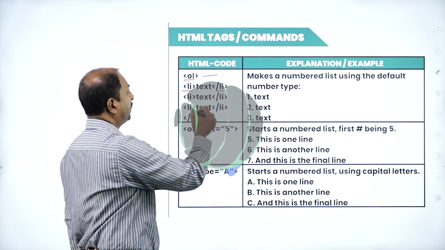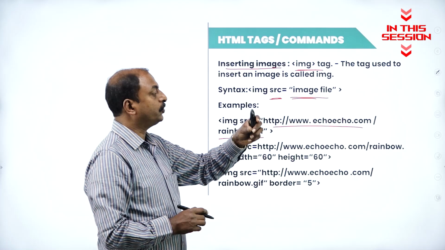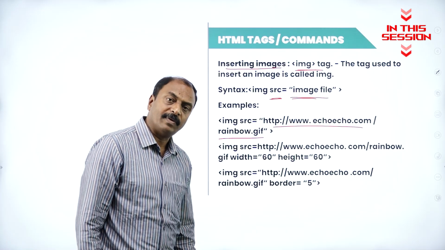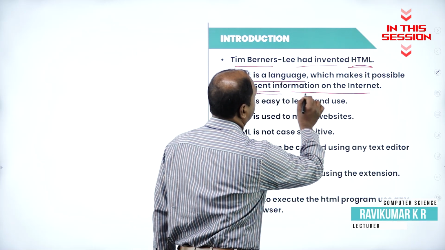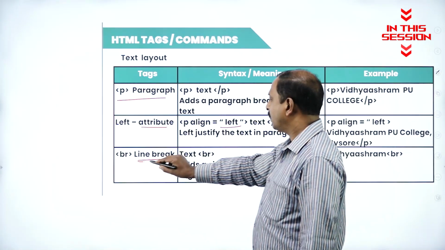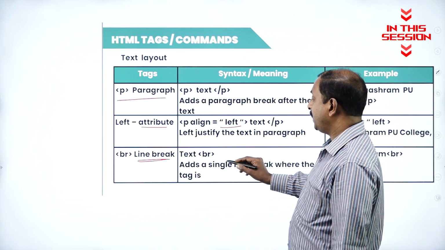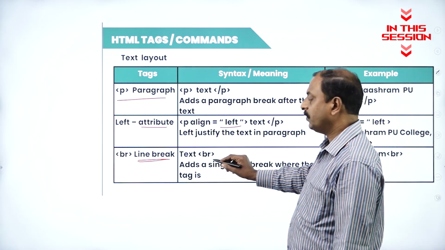In between the OL tag, we have the list item, that is LI. The IMG tag is used to insert an image into a website. The purpose of this language is to present information on the internet, that is through websites or web pages. The BR tag is a line break and it is not a paired tag, so we have to use it exactly as it is, once.